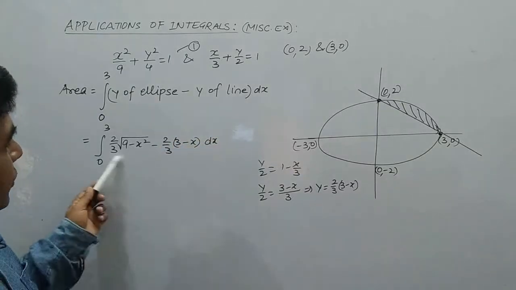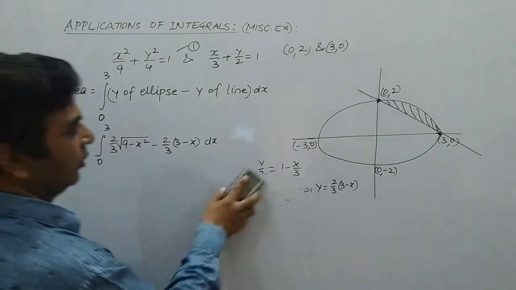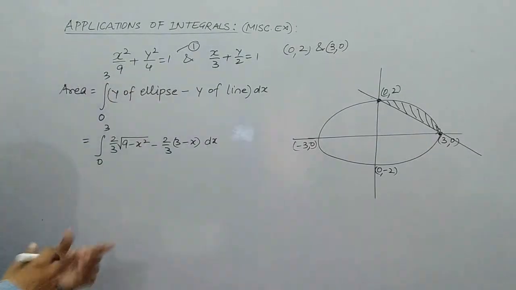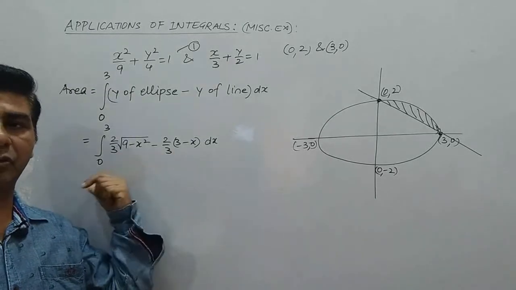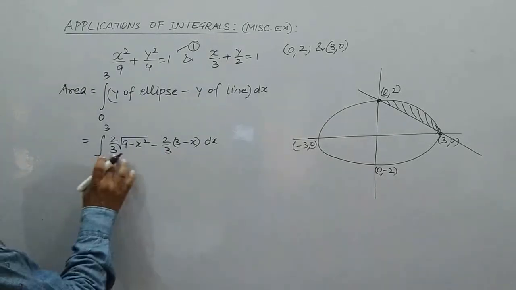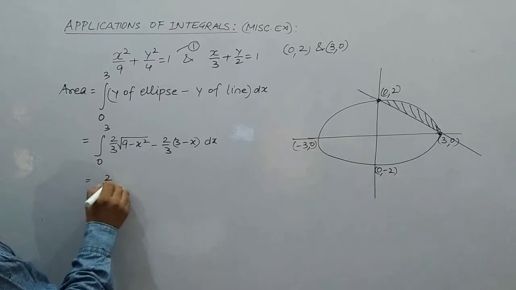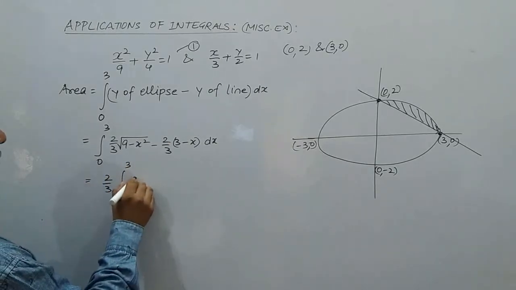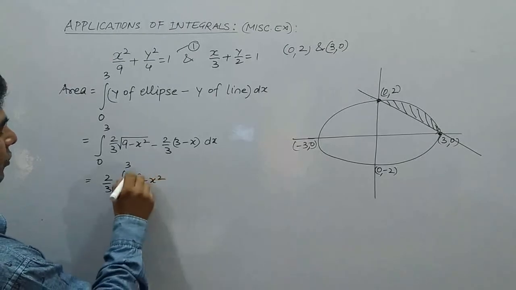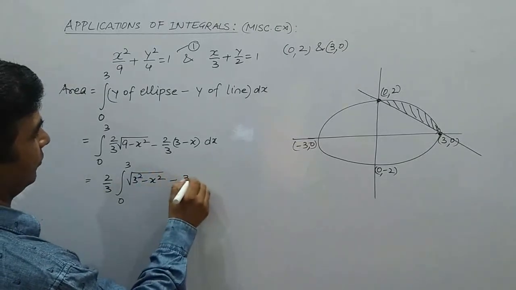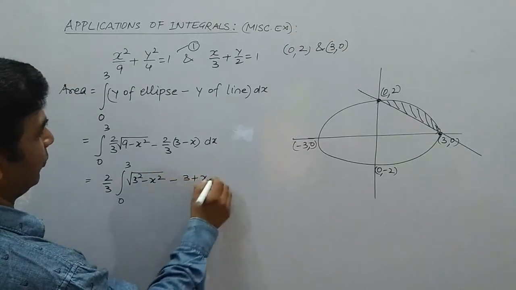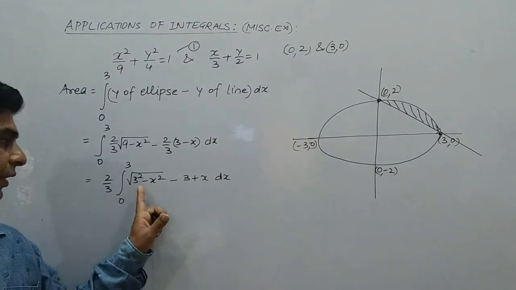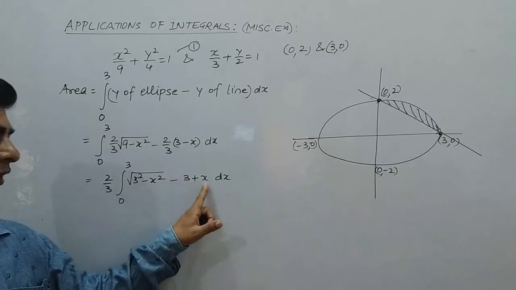So we need to just do the integration of the given values of the ellipse as well as the line. Before doing the integration, you can take 2 by 3 as common. You can see 2 by 3 is common for both the functions, from 0 to 3. This is square root of 3 square minus x square minus (3 plus x). Let me open the braces. Now we have to just do the integration separately for this function and this function.